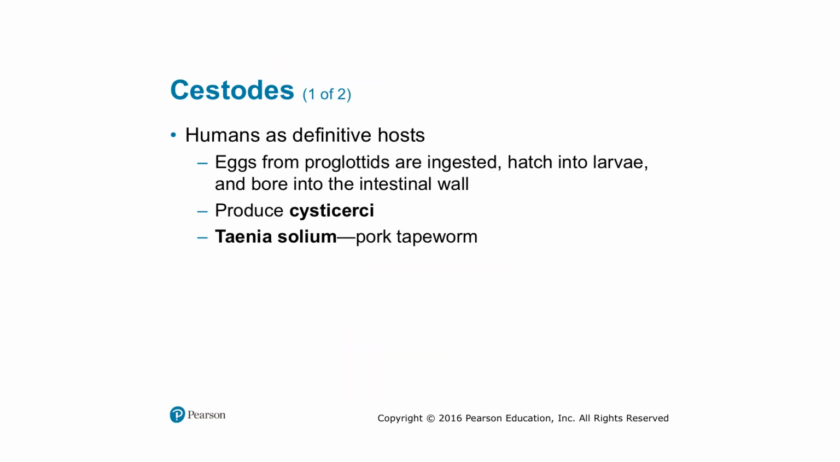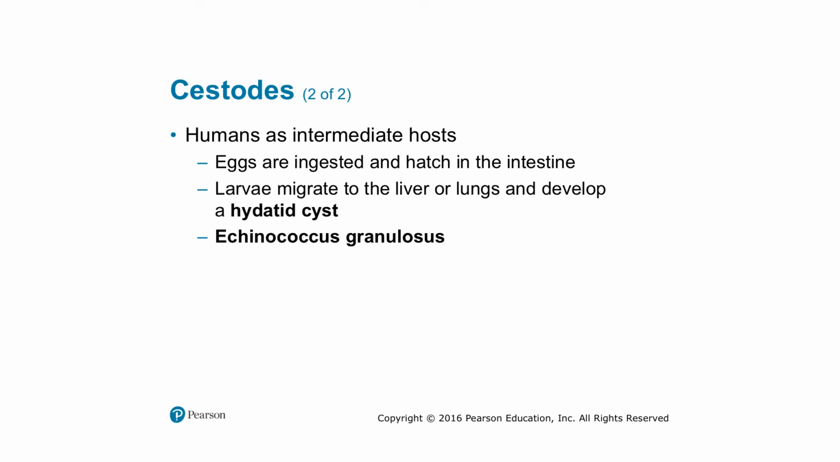The cestodes use humans as definitive hosts, so the eggs from the proglottids are ingested. And then they hatch into larvae and bore into the intestinal wall. They produce what they call cysticerci, and the Taenia solium is the pork tapeworm, which is the one that probably most commonly infects humans.